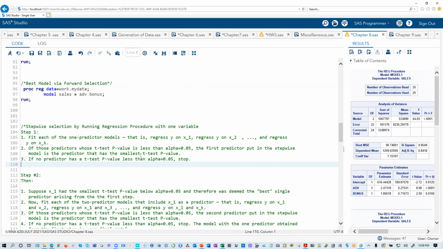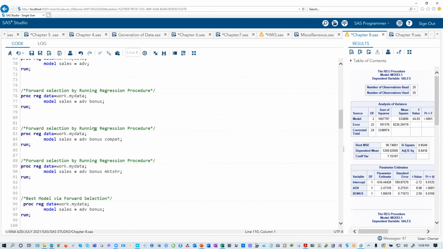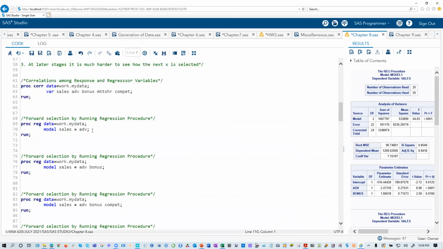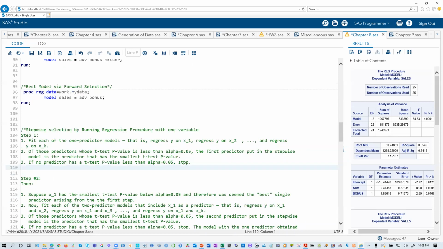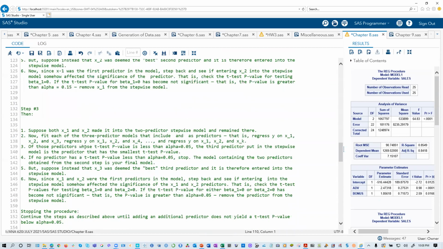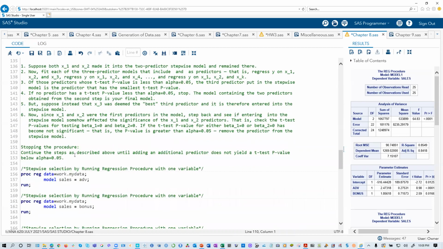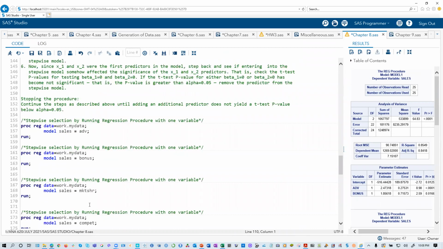That means you're going to check all of them, not one at a time, not the way that I did over here, not only advertising. I'm going to check sales versus advertising, sales versus the bonus separately, sales versus the competition, sales versus market share. That's what we're going to do in the stepwise one. Okay, later on we can come to the steps. See, advertising, bonus, market share.